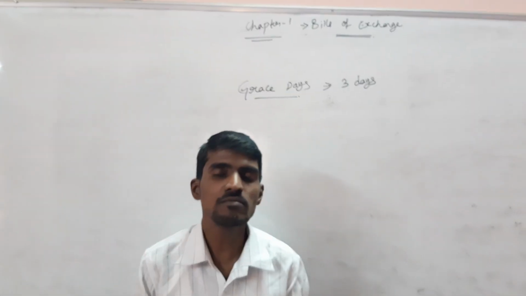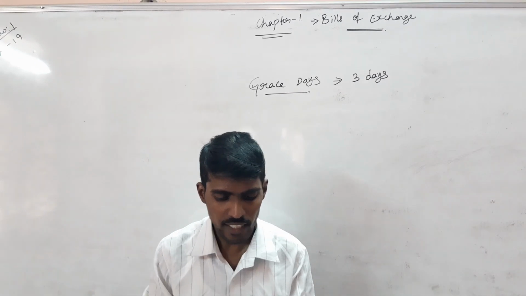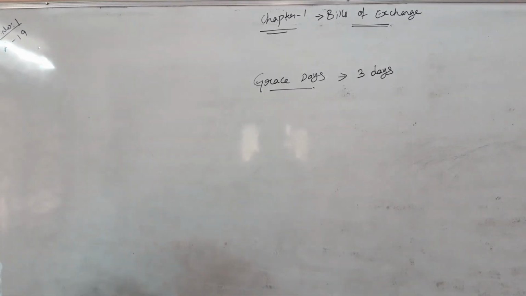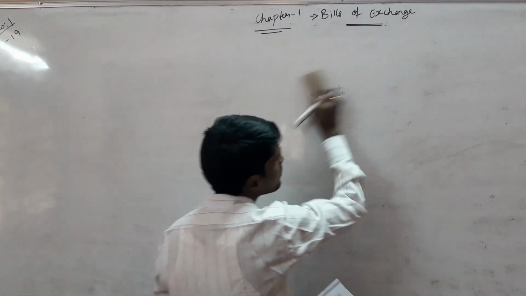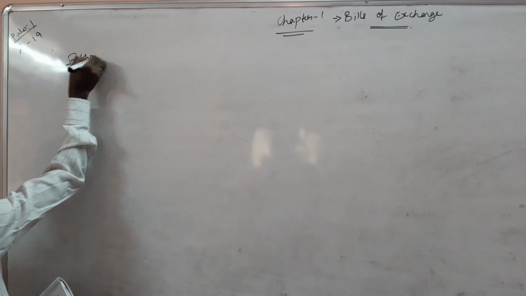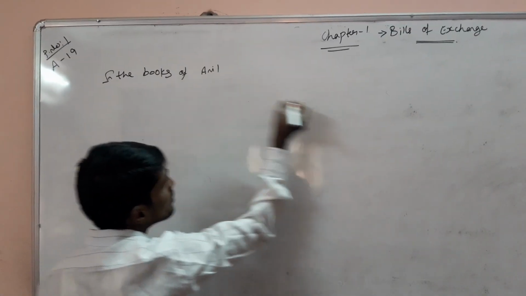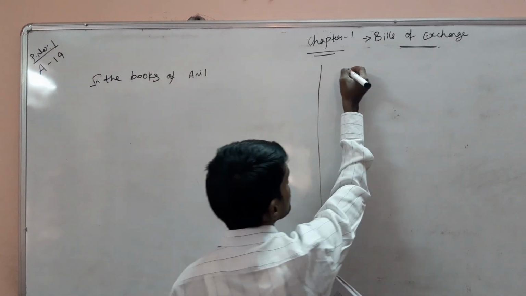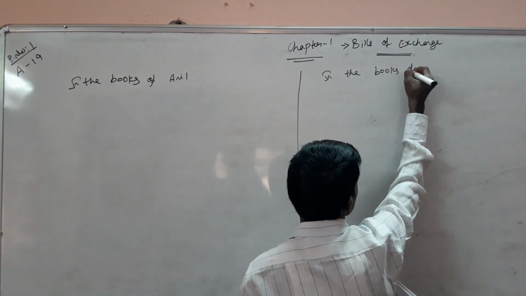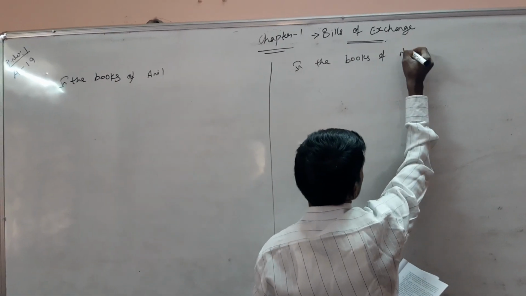First, we'll read the question. On 1st January 2014, Anil sold goods to Naresh. So, here there are two persons. We need entries in the books of Anil and in the books of Naresh.